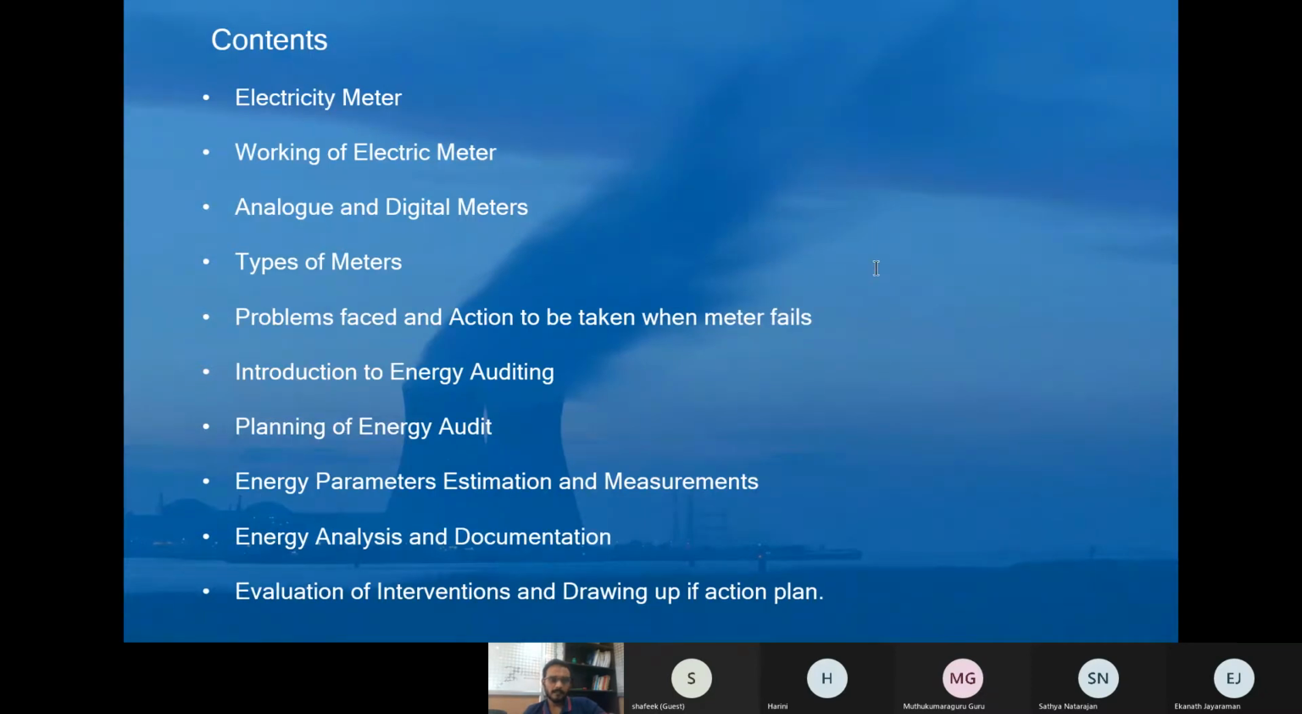So coming to today's episode, we'll try to understand some of the concepts of electricity meters and also energy auditing.